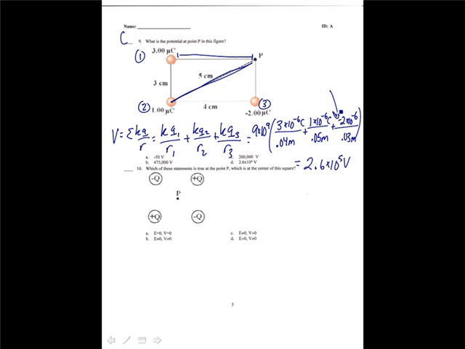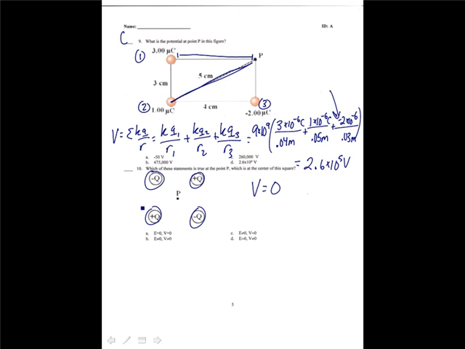Alright, which of these statements is true at point P, which is at the center of the square? That is, are the potential and the electric field zero or non-zero? Well, the potential is easy because it's not a vector quantity, so all we need to know is, are there equal numbers of positive and negative charges? And if so, the potential is 0. There are 2 positive and 2 negative. So we know that V is equal to 0, because the potential due to the positive charge is canceled out by the potential due to the negative charge.